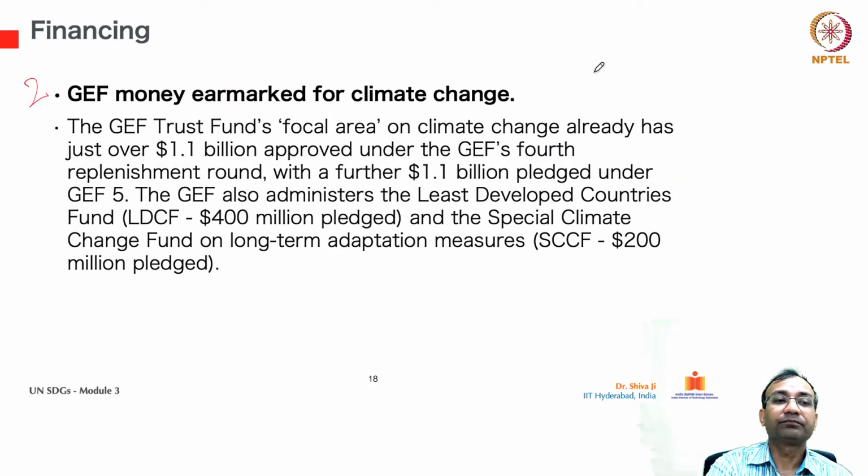Further, GEF money earmarked for climate change. The GEF Trust Fund's focal area on climate change already has just over $1.1 billion approved under the GEF's fourth replenishment round, with a further $1.1 billion placed under GEF5. The GEF also administers the Least Developed Countries Fund, LDCF, $400 million placed, and the Special Climate Change Fund on Long-Term Adaptation Measures, SCCF, $200 million placed.